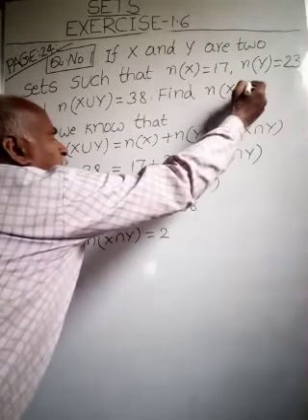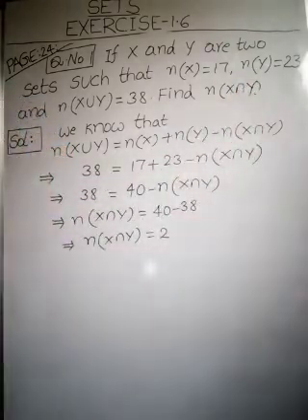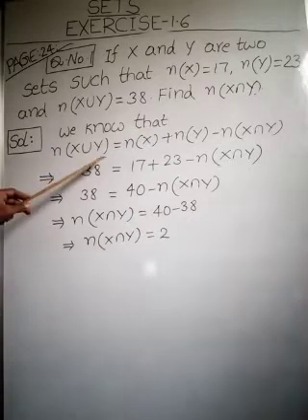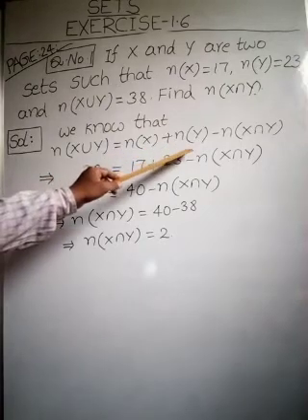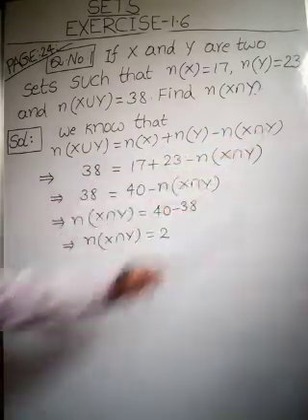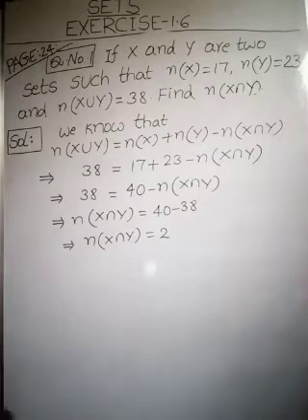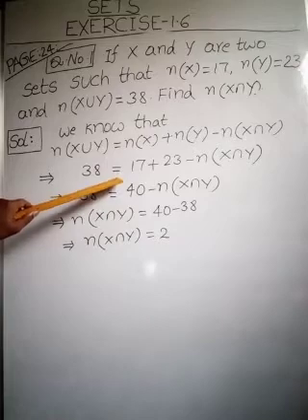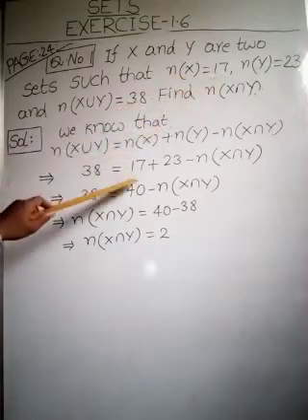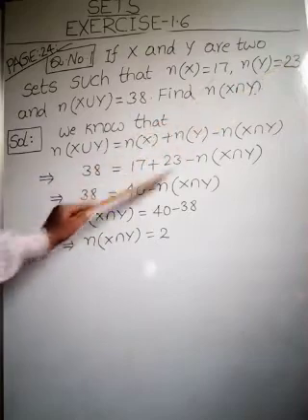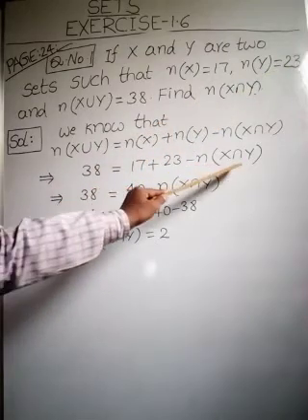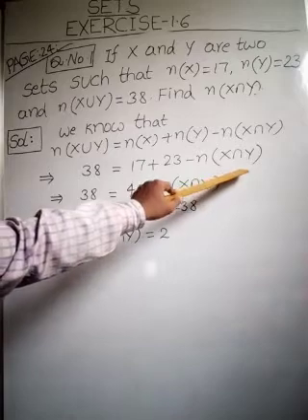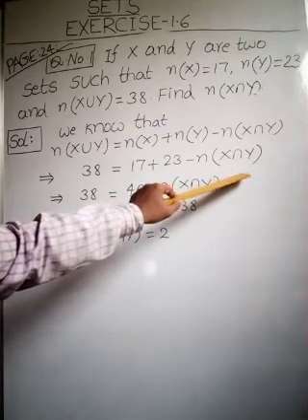Now we know that n of x union y is equal to n of x plus n of y minus n of x intersection y. Okay, my dear children. So in this formula, we substitute the given values. What is n of x union y? 38 is equal to, what is n of x? 17 plus, what is n of y? 23 minus n of x intersection y. We don't know its value. We have to find its value. Okay, my dear children? Right.